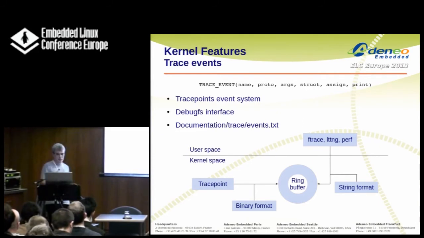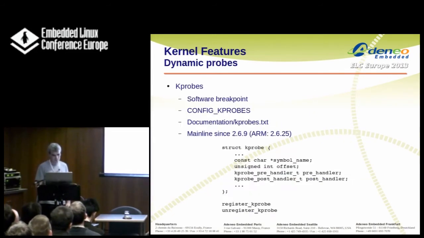When a tracepoint is hit, it will commit a binary buffer corresponding to the trace event in a ring buffer, and tools like ftrace, lttng, perf will see them, and the debugfs interface will be able to retrieve the entries in the ring buffer, and then it will be formatted in string formats and things like that. So with tracepoints and trace events, you have really a differentiation between the real kernel code and the code that is used to format, to instrument, to actually do the callbacks. So instrumentation code and kernel code, easier to maintain. Kprobes.